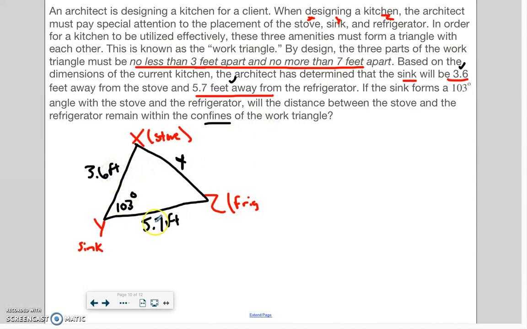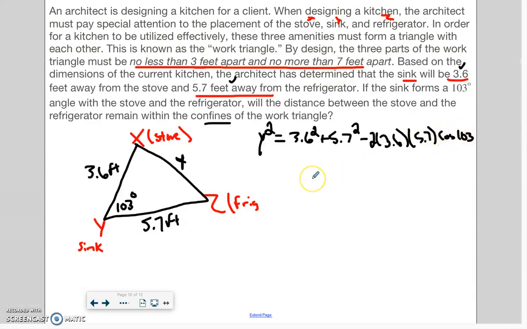So since we have a side-angle-side relationship, we have to use the law of cosines. We're going to put in our angle y and our side length y. So y is going to be isolated, so y squared equals the two side lengths in any order that you want, 3.6 squared plus 5.7 squared minus 2 times 3.6 times 5.7 cosine of the 103 degrees. So now I'm giving you the angle, unlike before.